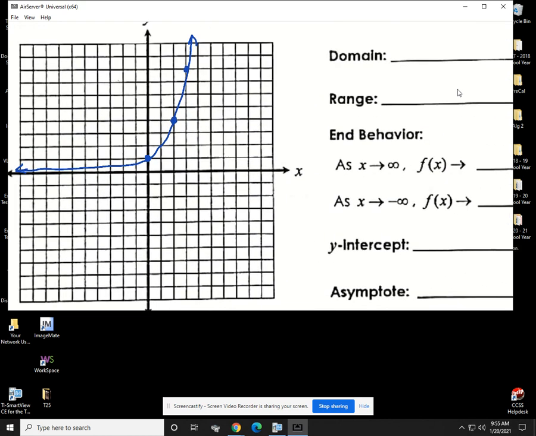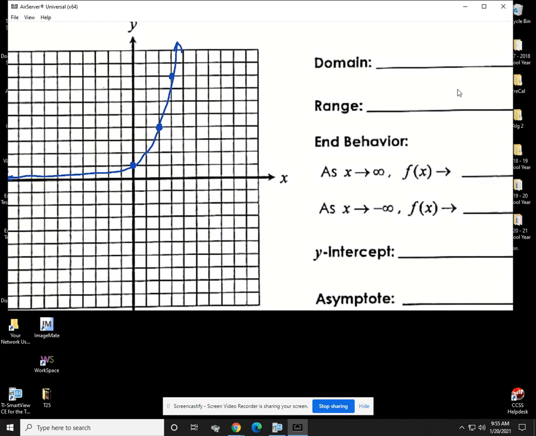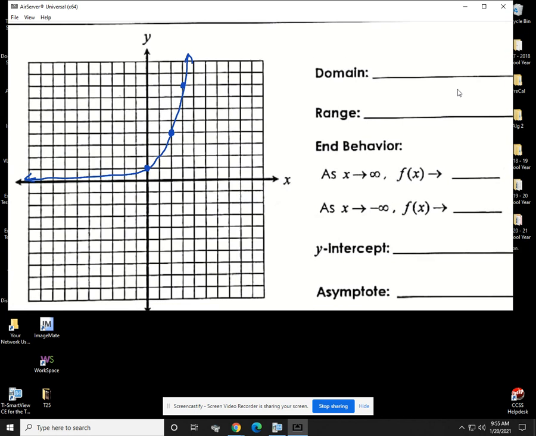All right, so let's talk about some terms. For all exponential graphs, right now we're talking about exponential growth, will it ever be limited to the left and right? Will this graph ever stop going left? Will it ever stop going right? So my domain is always going to be unlimited. How do I state an unlimited domain? Negative infinity to positive infinity.